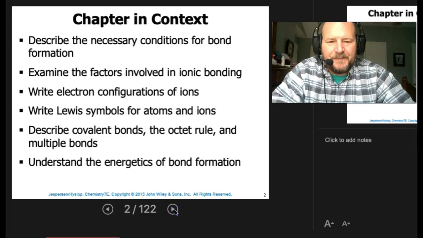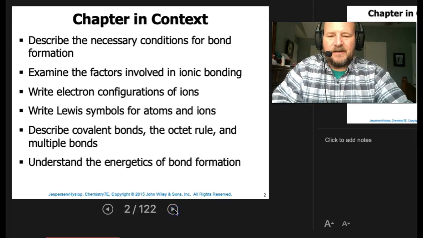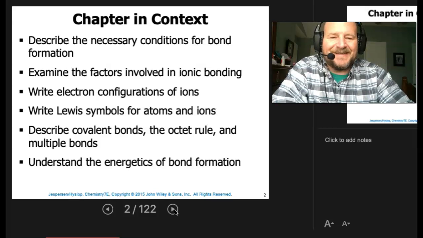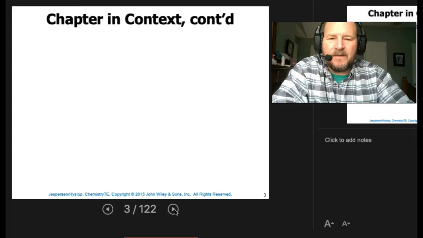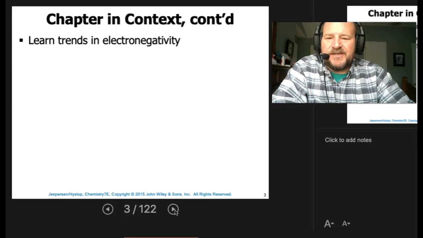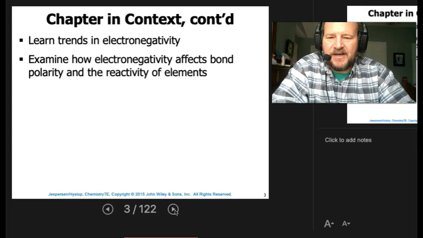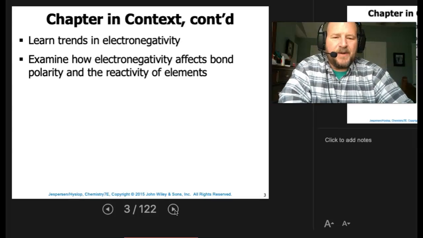Understand the energetics of bond formation. Now that's probably where the rubber is going to meet the road. That'll be some of the new concepts we just saw in our heat chapter combined with bonding, which you probably didn't see in 110. All right, we're going to look at trends in electronegativity. Again, that's old hat stuff. Examine how electronegativity affects bond polarity. That you may or may not have seen.